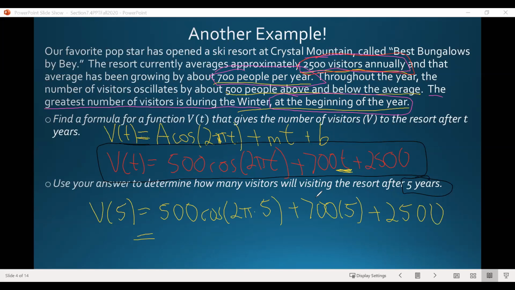We can plug that all into the calculator, and I would suggest doing it all at once. When we do that, it looks like we get 6,500 visitors visiting the resort after 5 years. So business is going to be booming for Queen Bay by that time.